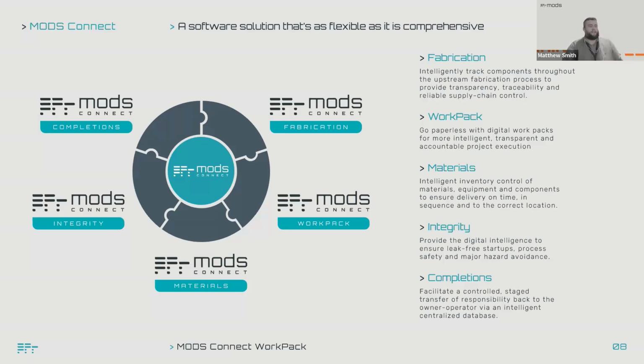And then, of course, we can receive them and issue them. So I've got an integrity module, which is joint integrity, bolted connections. We have completions, which is all about your mechanical completion system handover. We can do more complex commissioning projects as well for ITRs, punches, and handovers. And they're all working together with the WorkPack module.